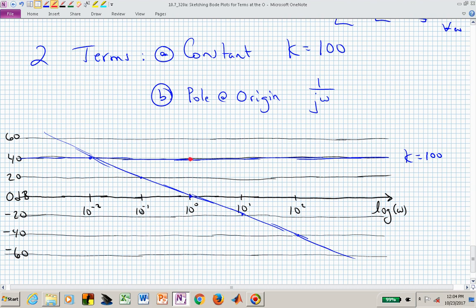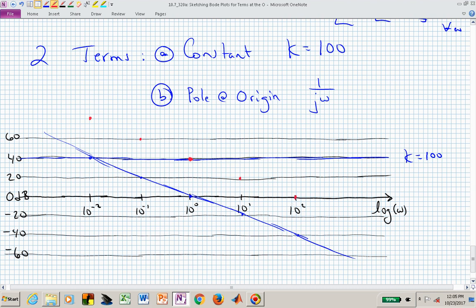But now if I look at 0.1 in frequency, I now have 20 plus 40, so that's now 60 dB. If I looked at 0.01, or 10 to the minus 2, I have 40 plus 40, so I better be at 80 dB for the combination of those two factors. At 10, I'll be at minus 20, contributed by the pole, and I'm always contributing 40 because of the gain. So now I'm at 20, which is 40 minus 20. At 100, I'm minus 40 plus 40, so I'm at 0.